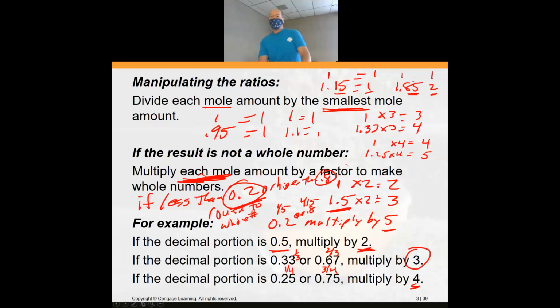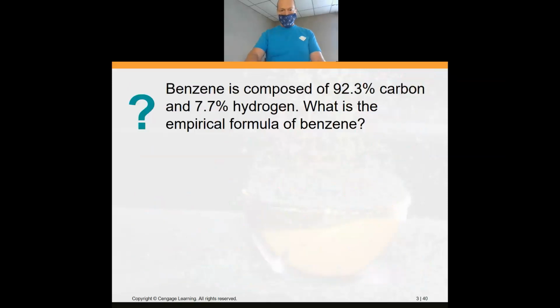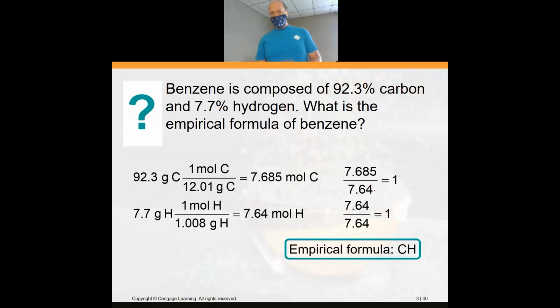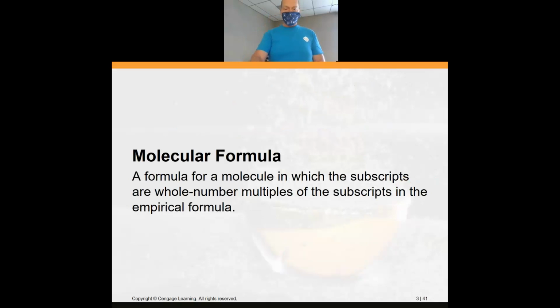If it's 0.5, you got to multiply everything by 2. If it's 0.33, multiply by 3. 0.25, multiply by 4. 0.2, multiply by 5. All right, we already did benzene. So again, you get your two numbers, and then this one was 1.01, which is going to round to a 1, and so it is a 1-to-1 empirical formula.